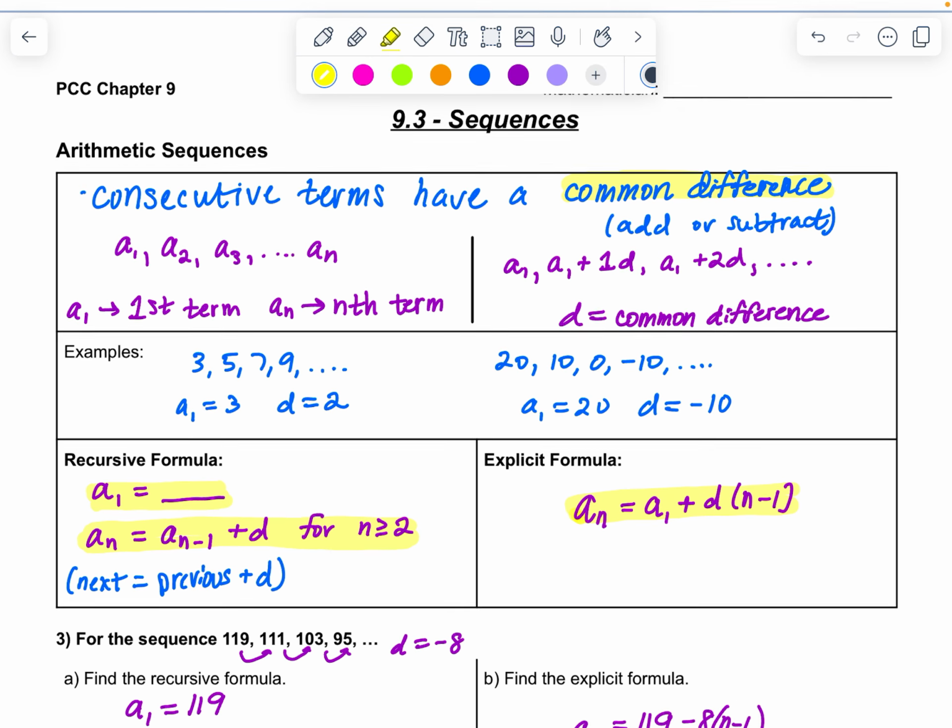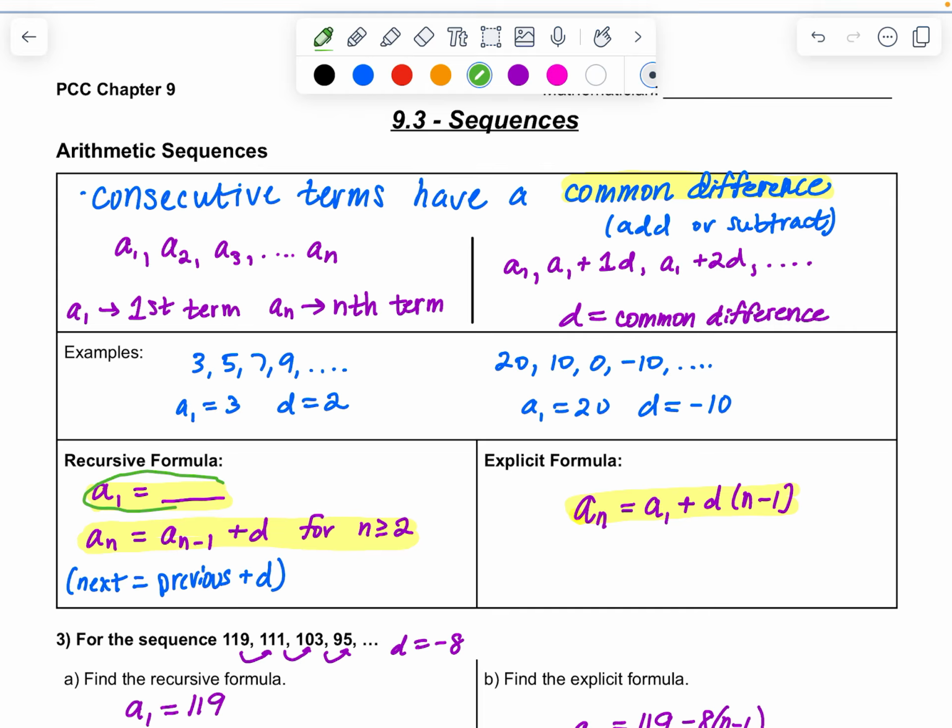But here it is. So the recursive formula has to do with the term before it. So we always establish whatever the first term is in the recursive formula. Like in this example, it would be 3, right? And then this means the next term is the term before it plus 3. So it's just a pattern that builds on itself.